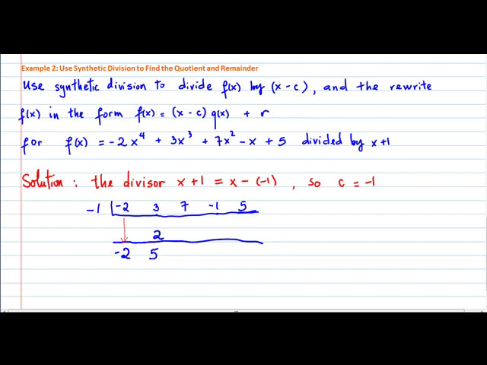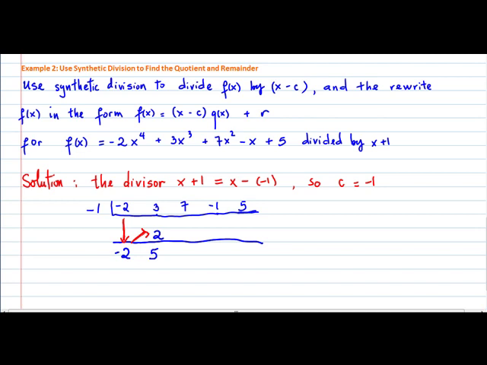So what I did, let me try again: I take minus 1 times minus 2. I have positive 2 right here. Let's use a thicker mark. Okay, and then we take 3 plus 2, which is 5.